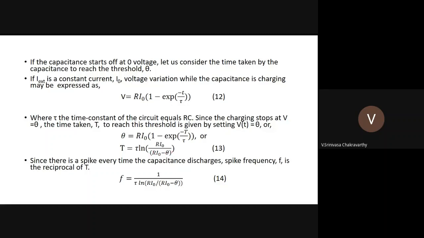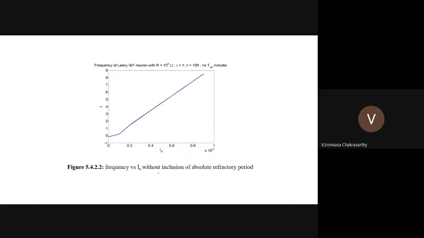So that means only when I naught is greater than theta by R, you have firing. Otherwise, no. So there is a kind of a threshold here also, and this is the time period. 1 by that gives you the frequency. So only when I is greater than some threshold value, we have firing. Otherwise, there's no firing. So this is like 0, and after that there is firing, and this increases.